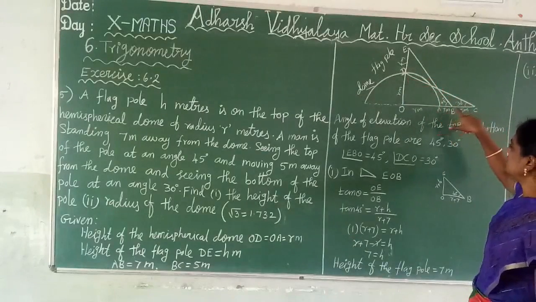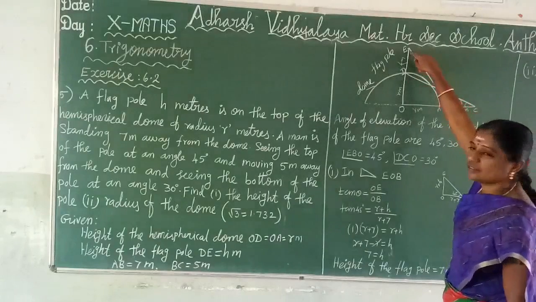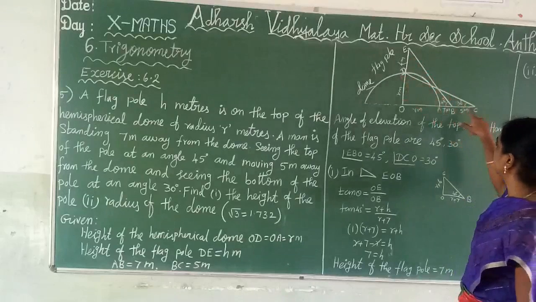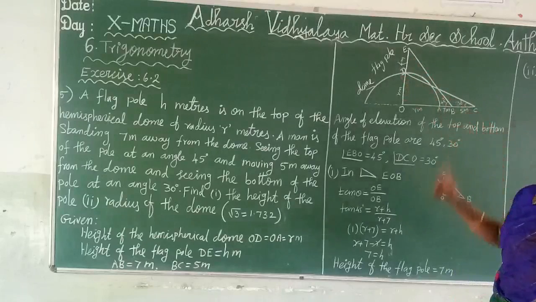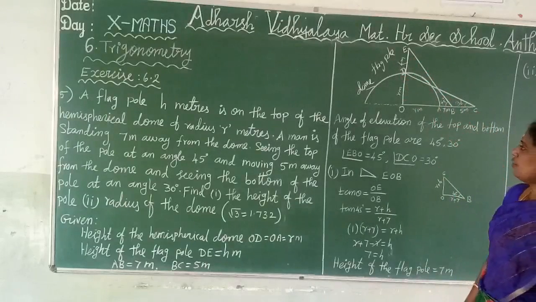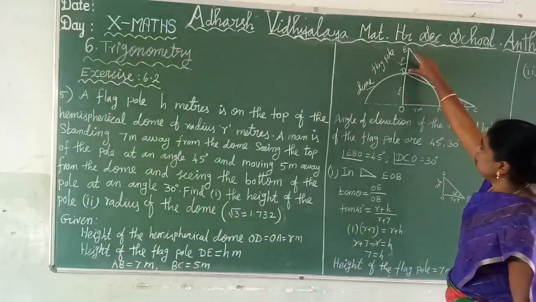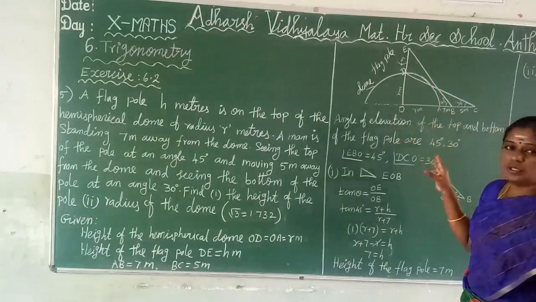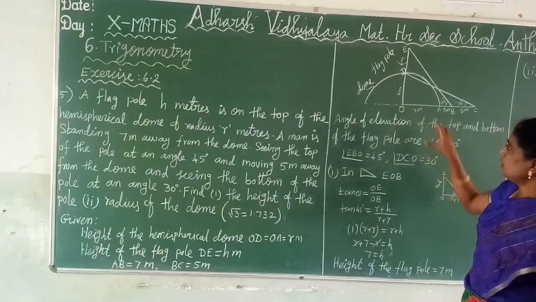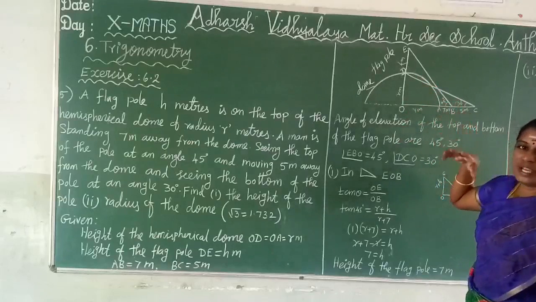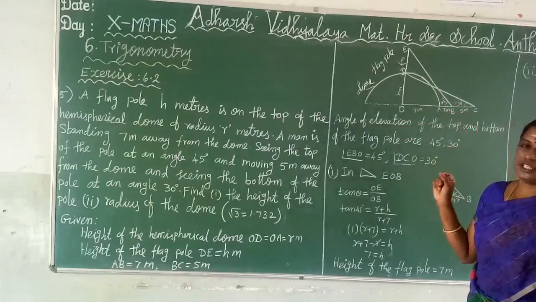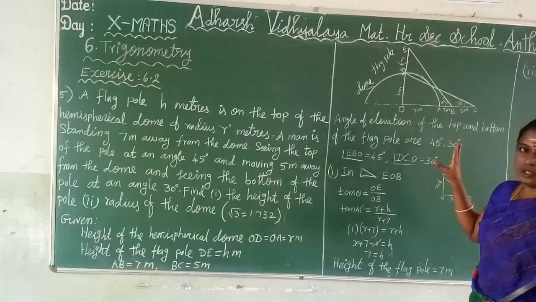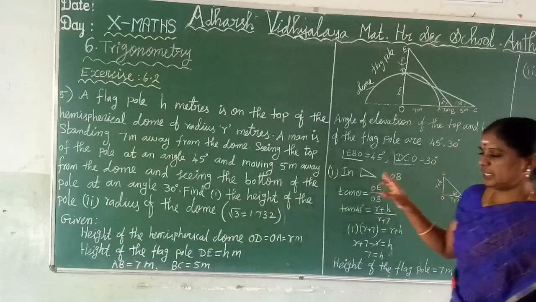The angle of elevation from B to the top of the flagpole is 45 degree. Bottom of the flagpole from C is 30 degree. Clear or not? Now what we want to find? The radius of the dome and height of the flagpole. Clear? So the same as the last question we discussed. The same model. First you consider the right angle triangle and then see what values are given and which trigonometric ratios, sine or cos or tan, is suitable for this. Clear? So first write the given.